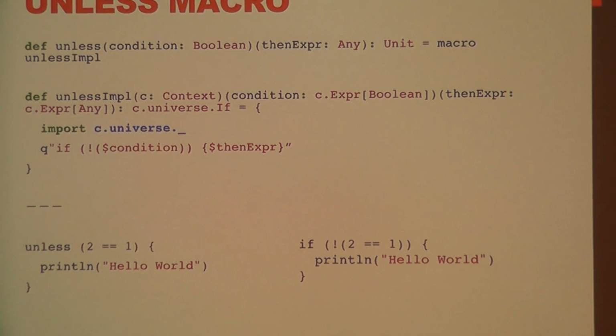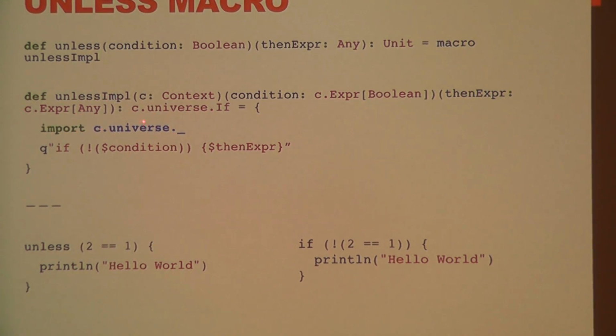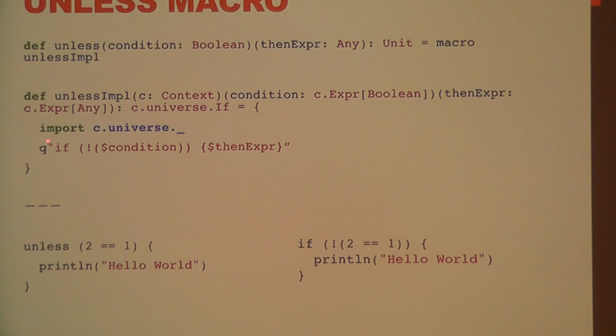I wanted a C universe. This I'm not so sure about. The reason it's included here is because to get the quasi-quote operator, you need to import the context, which I think is because this expression here could mean different things in different contexts, of course.